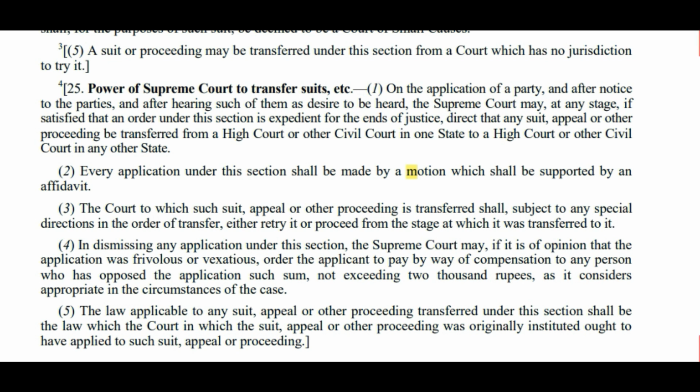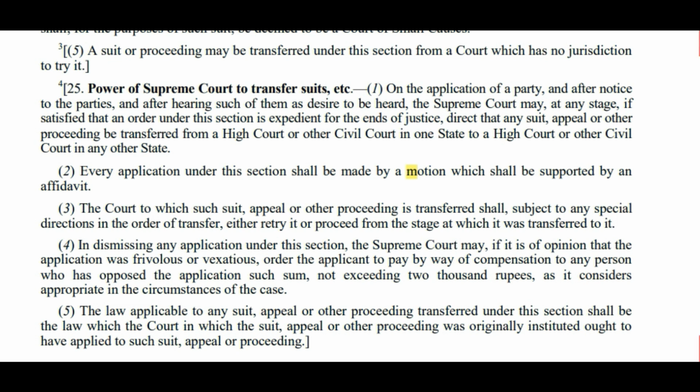Imagine I have filed an application for transfer in the Supreme Court. It is a vexatious or a frivolous petition. The court identifies this. Then the court will say, I have to pay an amount not exceeding 2000 rupees. It could be 1000 rupees, 1500 rupees, 1750 rupees, 1999 rupees also. Then the court may order that particular amount, whatever the court is stating, to be paid to the person who has suffered because of this application.